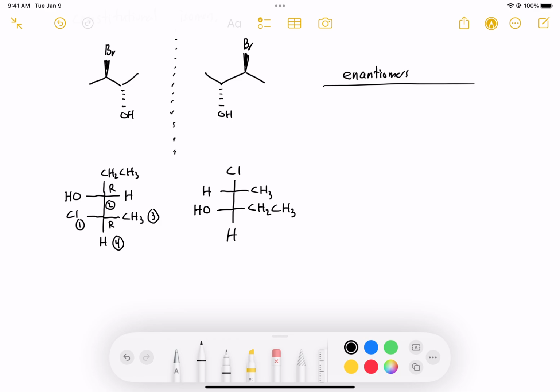All right, so let's do the second molecule here. So 1, 2, 3. Okay, it looks like it's S. If we go 1, 2, 3, and then 4 for hydrogen, but hydrogen is on the wedge, so it's reversed. So it's actually going to be R here.